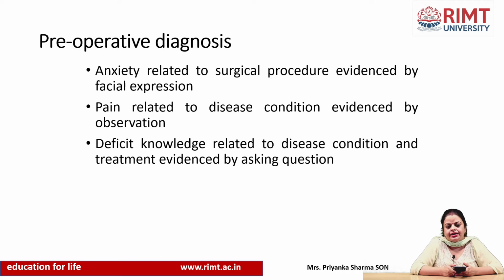Then the second nursing diagnosis is pain related to disease condition evidenced by observations. The goal of this diagnosis is to reduce pain. Then nursing interventions: assess the level and location of pain, then give a comfortable position to the patient, give psychological support to the patient, then diversional therapy is provided to the patient, and analgesic drug to the patient according to the doctor's order.